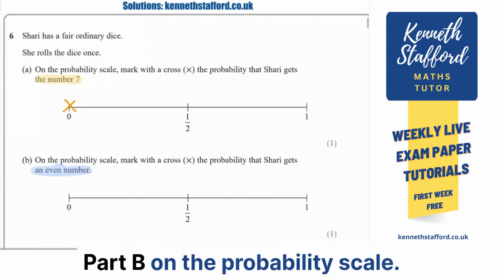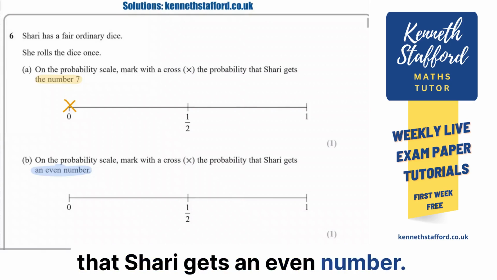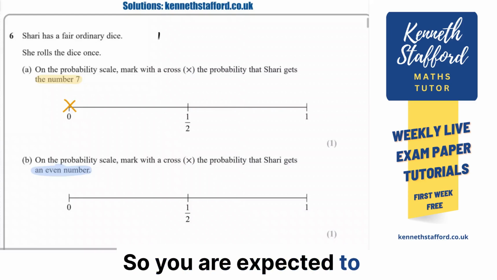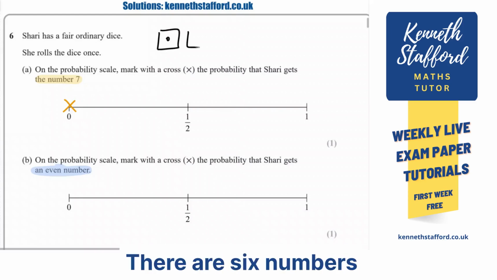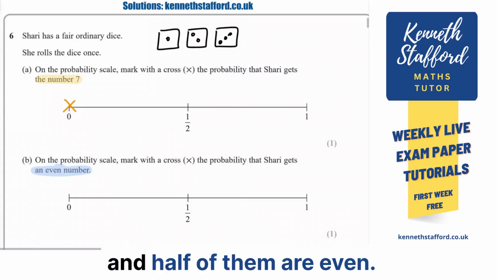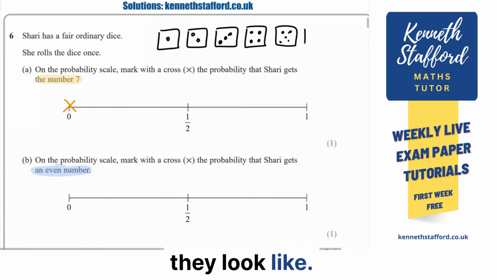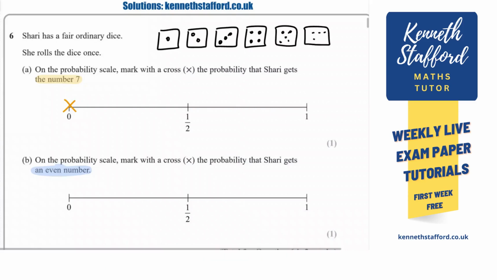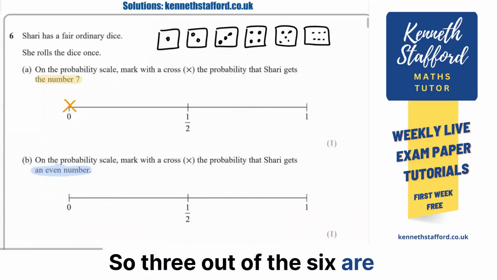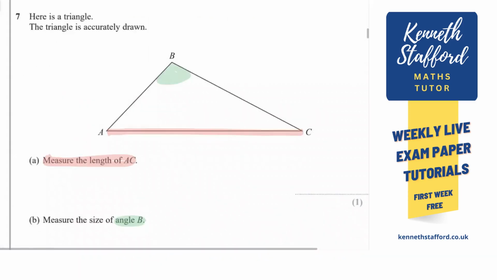Part B, on the probability scale, mark a cross with the probability that Shari gets an even number. So you are expected to know about a dice. There are 6 numbers on the dice, and half of them are even. Quickly sketch what they look like. So 3 out of the 6 are even, so that's half of them. So we put a cross in the middle.